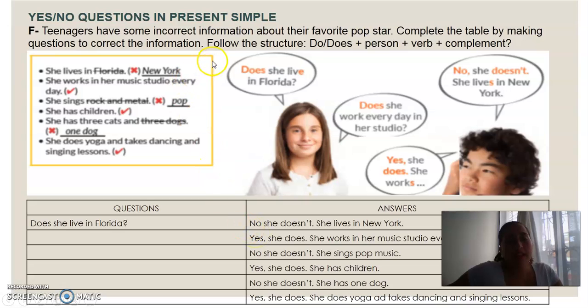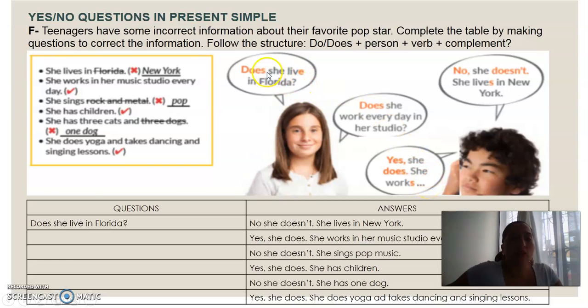Okay, remember that the yes no questions in present simple follow this structure. Do, when you have in your sentence the first person, usamos do cuando tenemos en nuestra pregunta primeras personas, do I, do we, do they, do you, y utilizamos does cuando tenemos terceras personas, does he, does she, does it, y luego colocamos nuestro verbo y luego el complemento y el signo de pregunta. Entonces sería, does she live in Florida? No, she doesn't, she lives in New York. Does she work every day in her studio? Yes, she does. She works, okay?